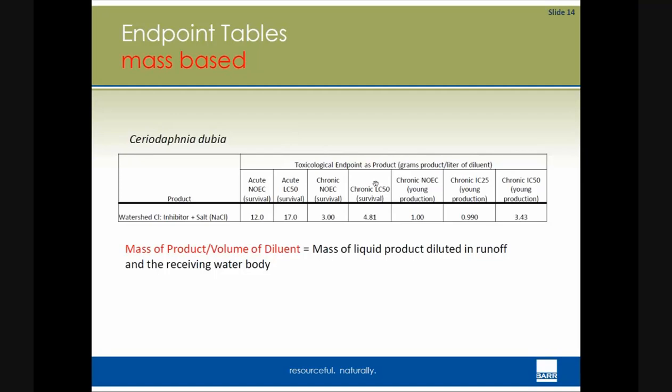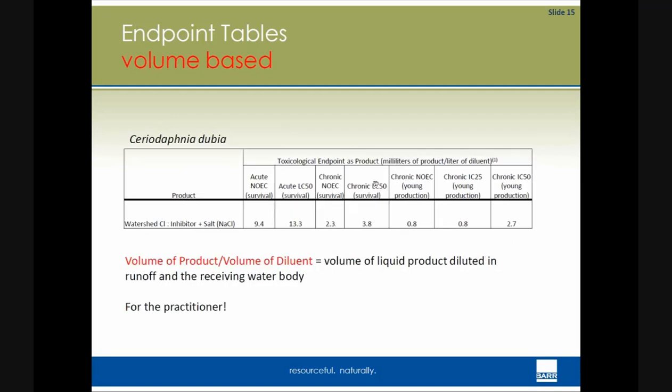To make it simpler for the practitioner, if you go to slide 15, I also provided the results on a volumetric basis, basically the volume of the product diluted in a volume of receiving water or a volume of runoff. So the endpoints are different, as you can see. They're not that different, but they are different. It's a simple calculation to figure out if you have a volume of product going into the environment.